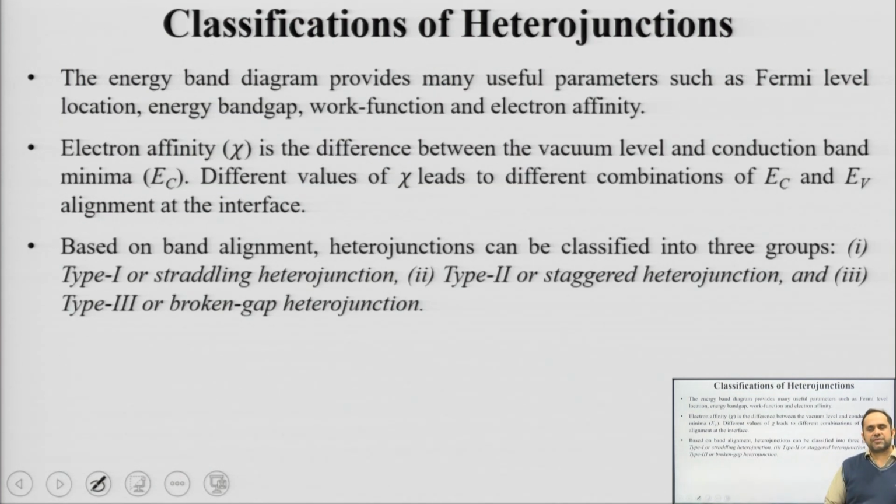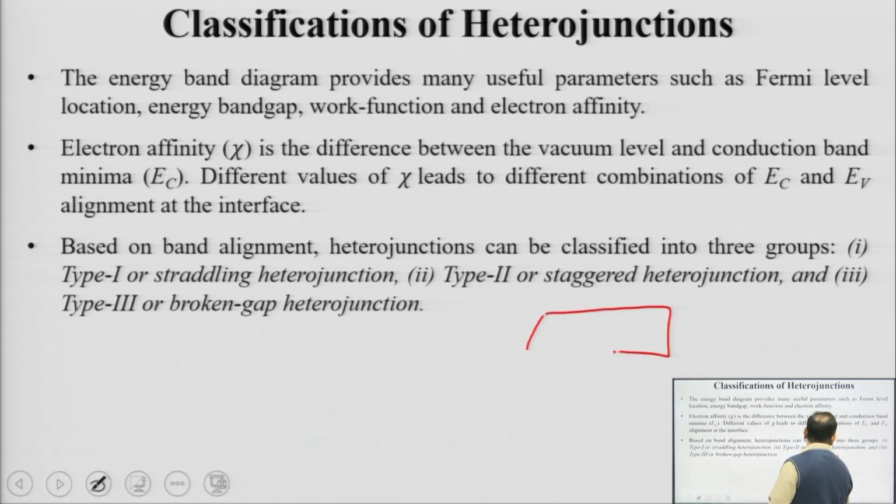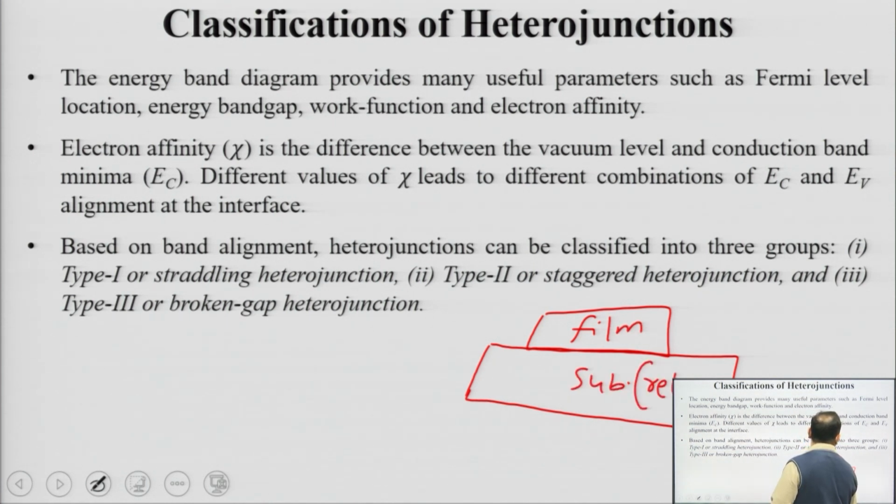Now, how do we classify these heterojunctions? The energy band diagram helps us to classify them. If I draw the heterojunction again, it looks something like this, a thin film on top of a substrate. This is a heterojunction. The substrate is relaxed, it does not have any strain, and the film is expected to be fully strained.